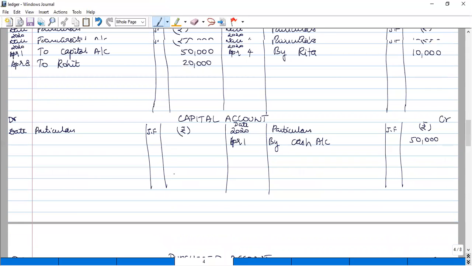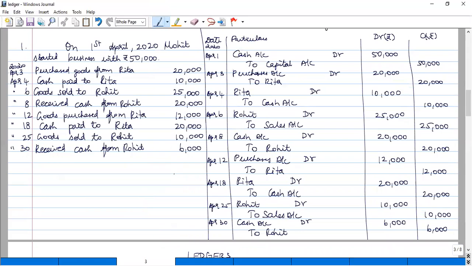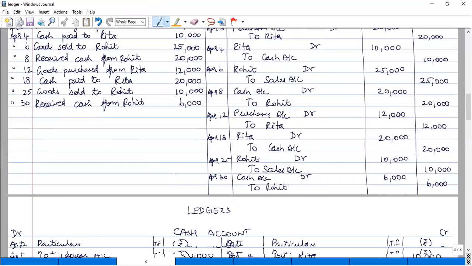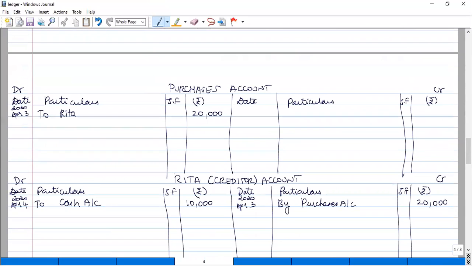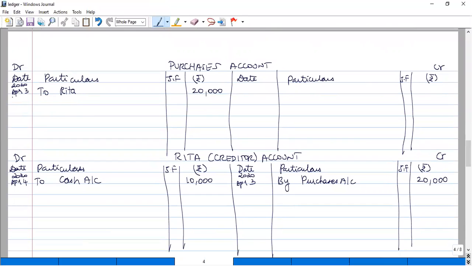On April 12th, we have purchased goods once again from Rita. So here purchases account is debited to Rita. Now come down to purchases account, as we have already opened purchases account. On the debit side, the transaction is on April 12th. Okay, so April 12th, from whom we have purchased? We have purchased from Rita, right? And how much is the amount of purchase? It is 12,000.